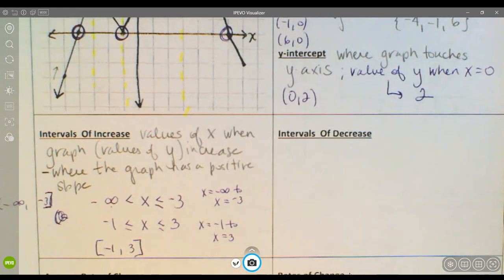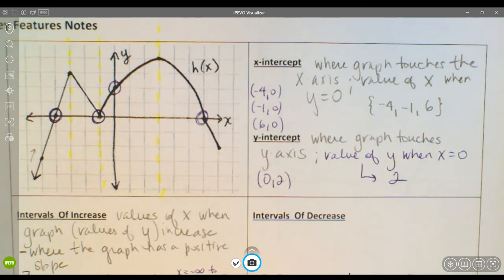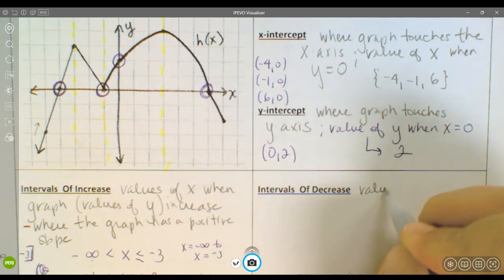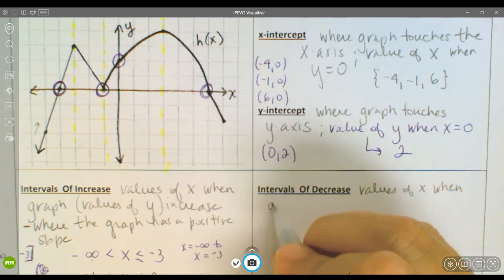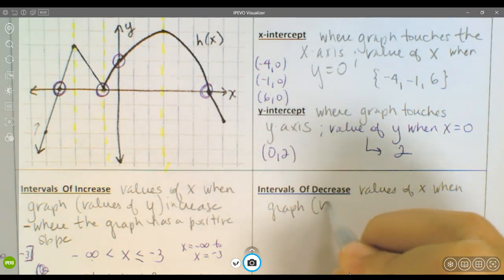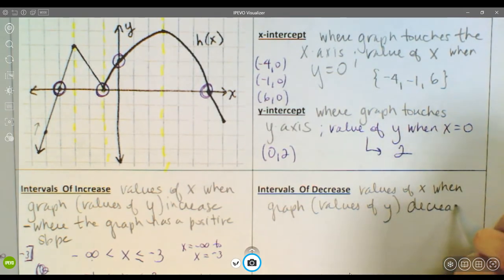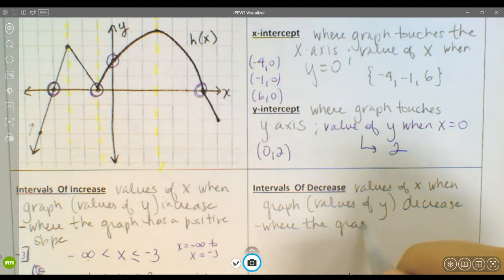And now the intervals of decrease. Where are we going downhill? Well, we're going downhill there. Oh, let me give you the definition. These are the values of x when the graph, or the values of y, decrease. It's where the graph has a negative slope.